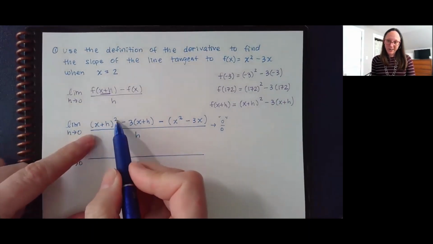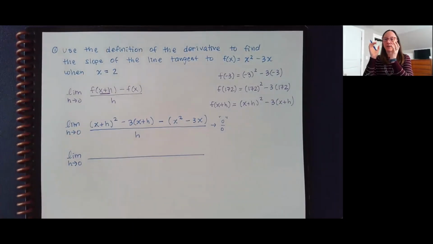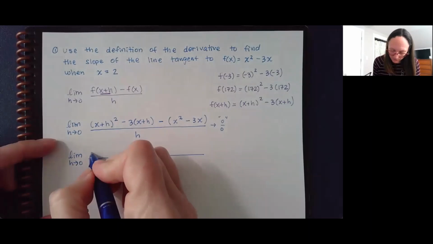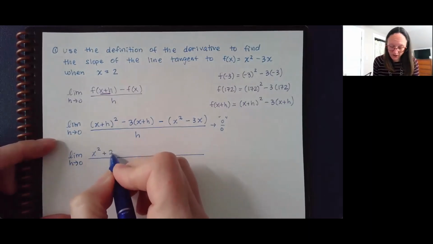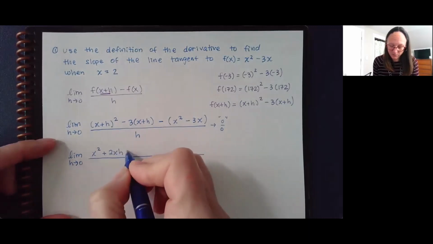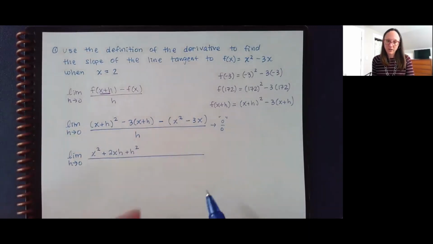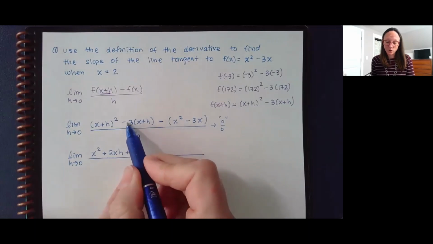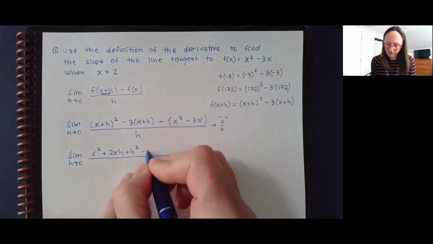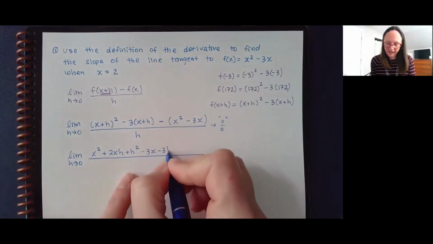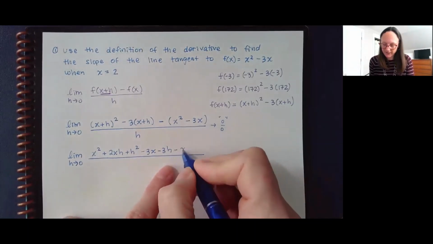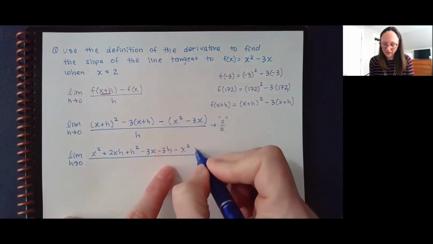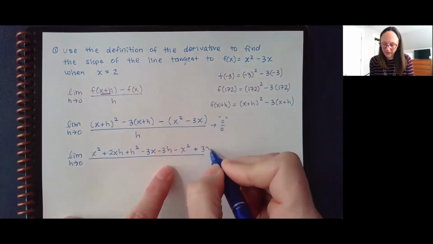X plus h squared, that's the same thing as having x plus h times another x plus h in parentheses. So when I multiply that out, I'll get x squared plus 2 of the x times h terms plus an h squared. On my next piece here, I'm going to distribute that -3 through. I'll have -3x minus 3h. Here I've got a minus sign to distribute through. I've got minus x squared minus a minus will make that a plus 3x.